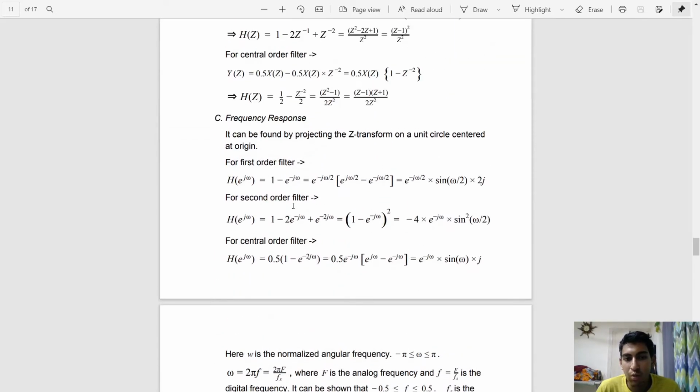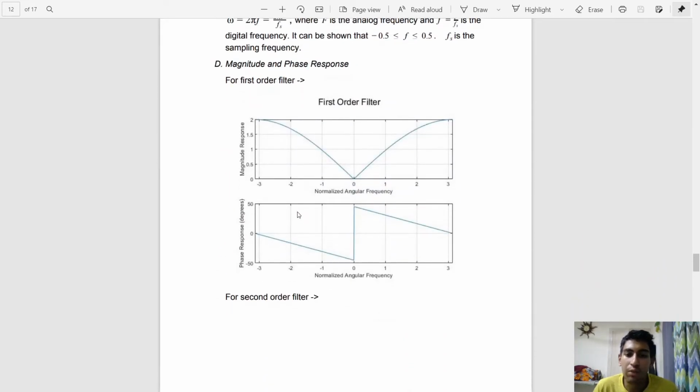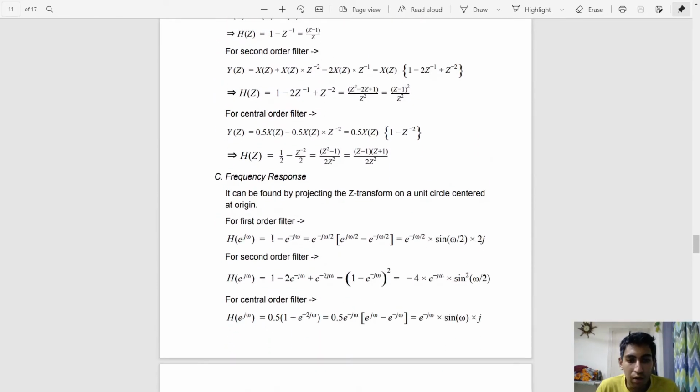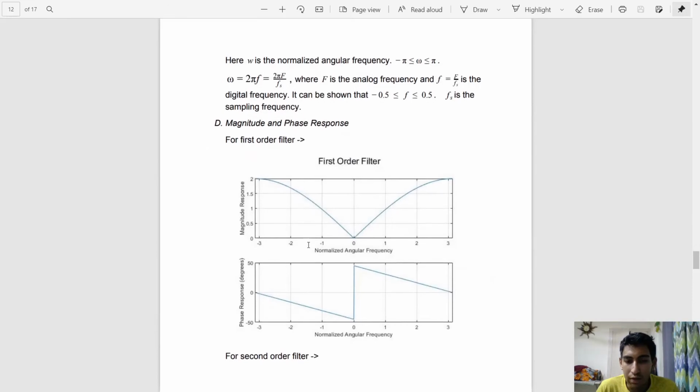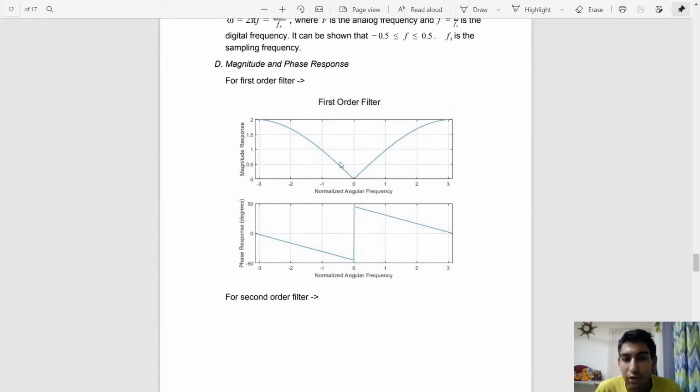The magnitude and phase responses of all these three filters can be easily plotted using MATLAB. The first order filter which we saw had the frequency response as this. So the magnitude response is like this, and as you can see it amplifies the higher frequencies, and on the other hand it attenuates the frequencies in the lower side.